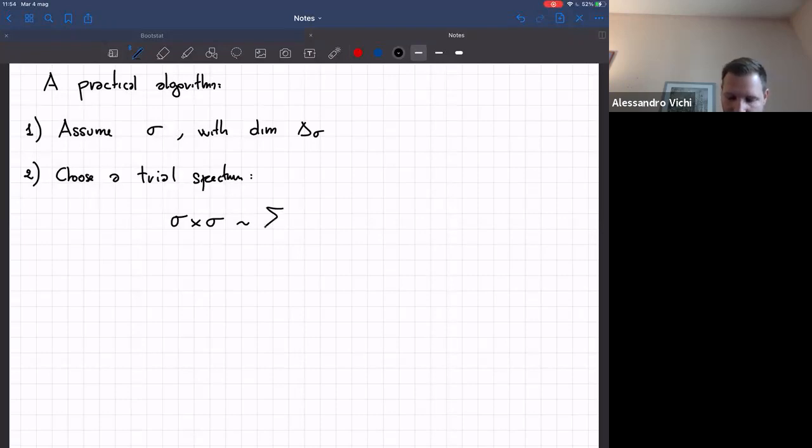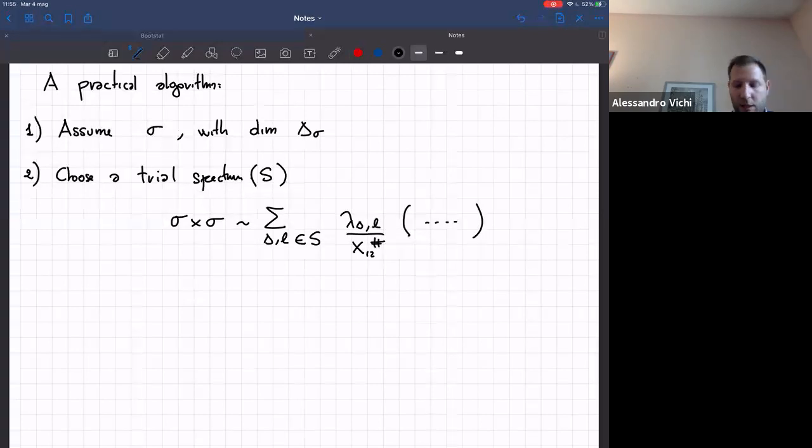As we said before, this will be a sum over delta and L in some spectrum that we chose, which we'll call S. There will be some OPE coefficients that we can also choose or leave arbitrary, and a power of x12 to an appropriate power. I'm not going to be very precise here because we already use the knowledge of the OPE to write crossing equations. The important information now is which operators appear in this sum, and the strength with which each operator appears, which are the OPE coefficients.